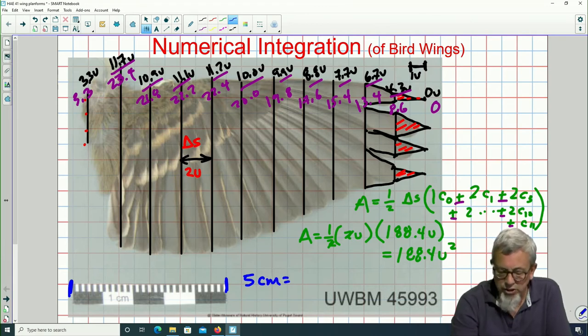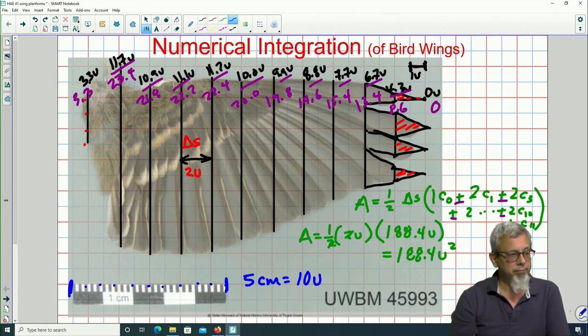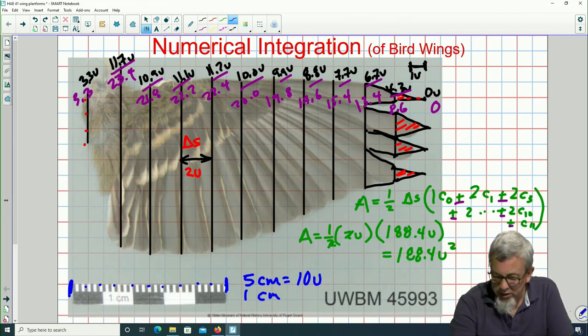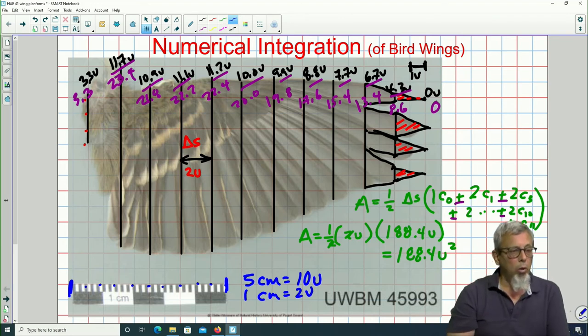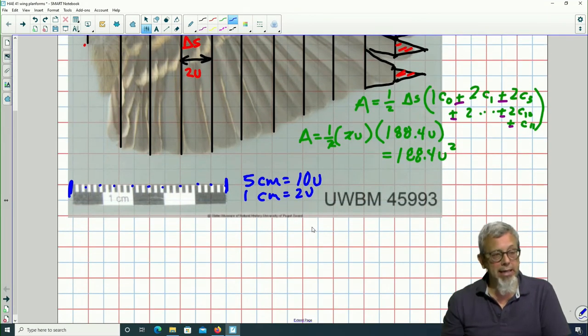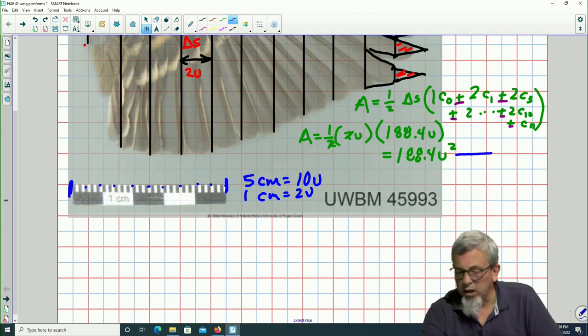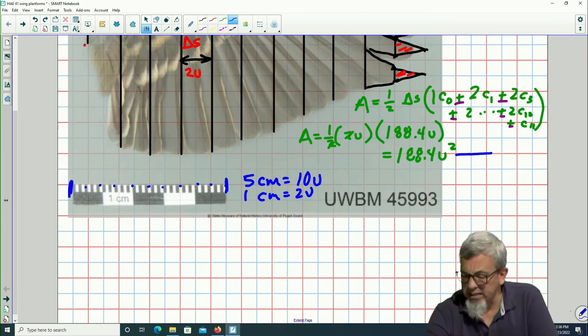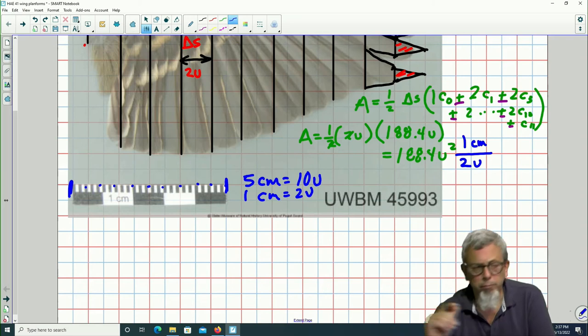And that 5 linear centimeters are the equivalent of 1, 2, 3, 4, 5, 6, 7, 8, 9, 10 of my units. Okay, well now I can make a conversion. Let me go ahead and rewrite that as 1 centimeter is equal to 2 of my units. Well, my area has been calculated in units. So now I'm going to convert that area from units into centimeters. So I'll draw a little line here and use a ratio. I recognize that 2 units corresponds to 1 centimeter.